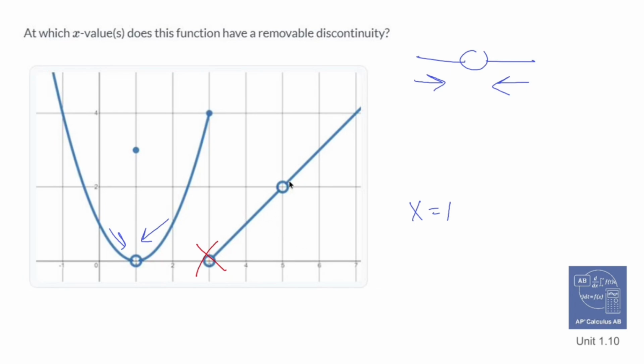Looking at 5, you have a hole. As you go to that hole from the left and from the right, they approach the same number, and that number happens to be 2. So since these have a left-sided and a right-sided limit that are the same, it's also going to have removable discontinuity. So your removable discontinuity exists at two places: where x is 1 and where x is 5.